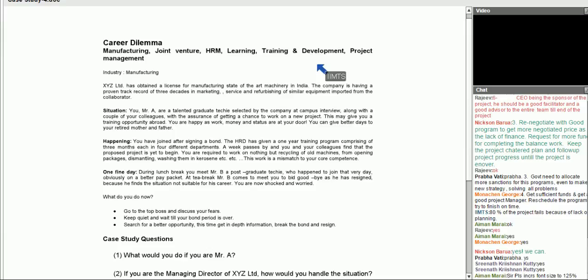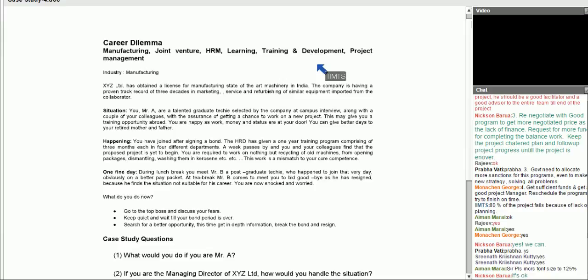If I increase the font size, you will not be able to read it on one screen. You have to scroll left, right, and it will create problems for others also. So I think it's easily visible, not a problem. 125 is creating a problem. That's why I have decreased it to 120.